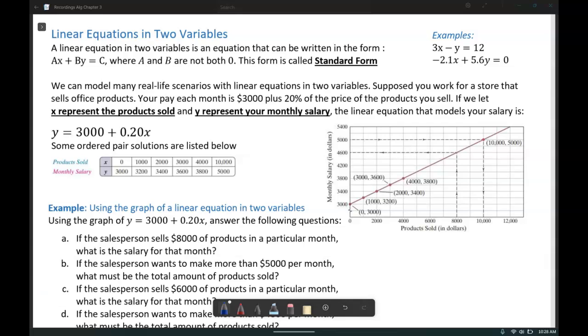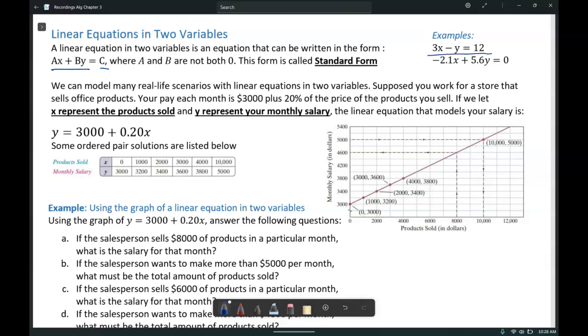While we continue to look at linear equations in two variables, we're going to be spending a lot of time looking at different notations and forms of linear equations. One of them is what we call standard form, where we have both variables listed on one side of the equation set equal to some constant.